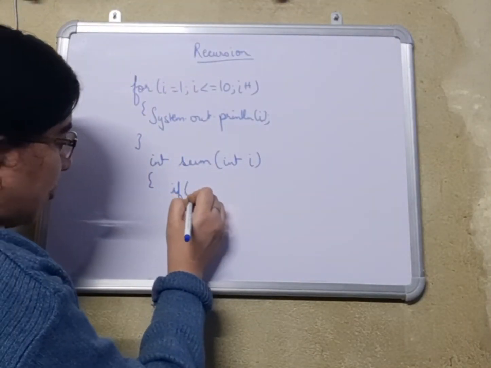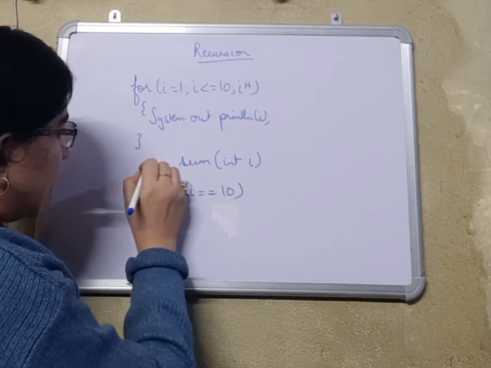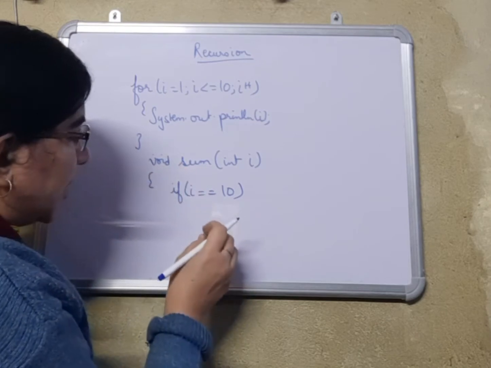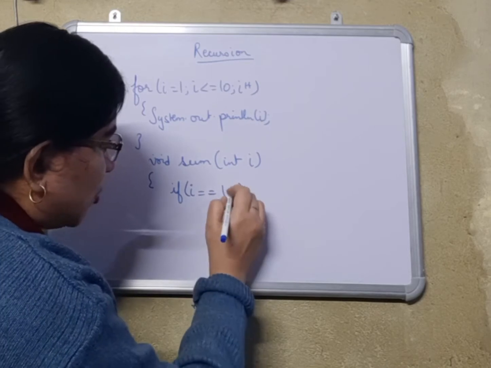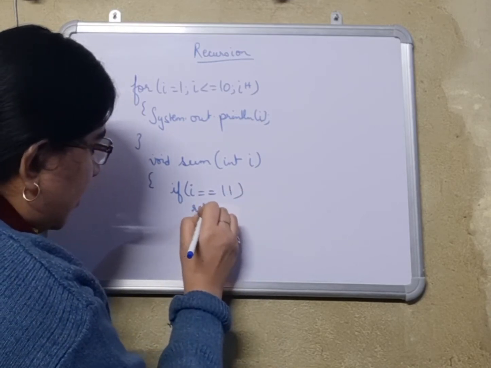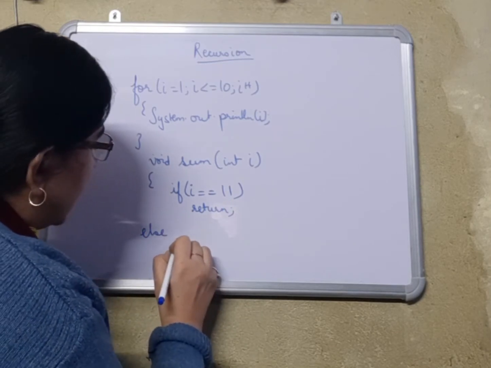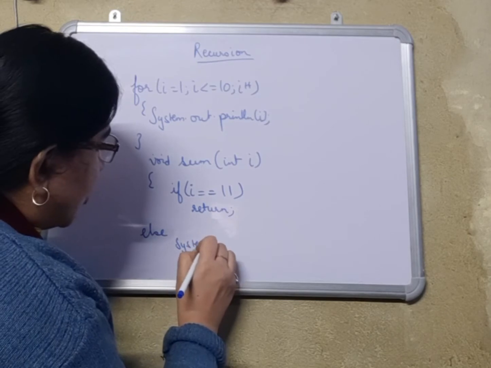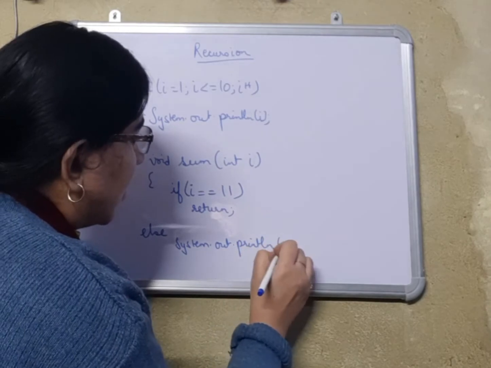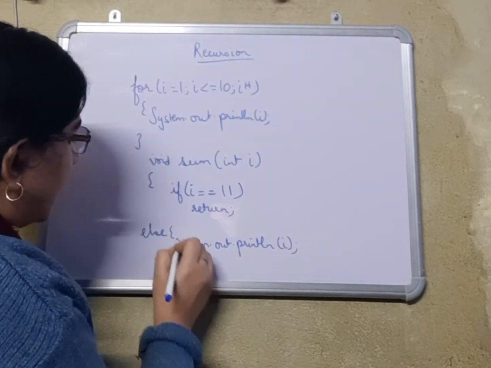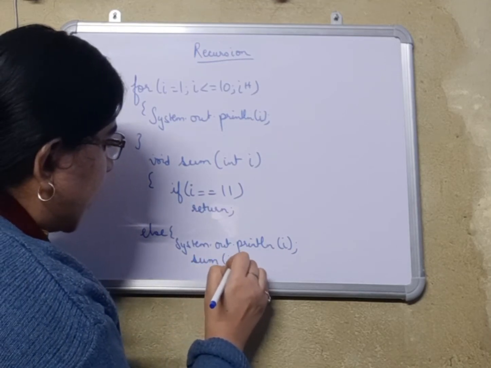So I am saying, instead of int I will write void, because we are going to print the numbers as it is. If i is equal to 11, return. Else, System.out.println(i), and then we'll call this function sum by sending i plus 1.